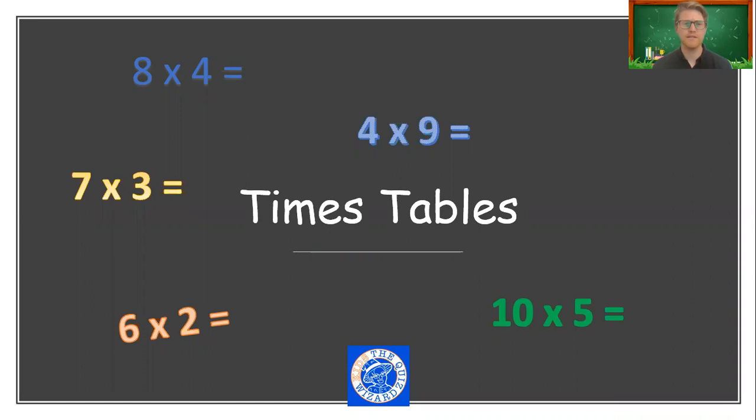Question 1, 6 times 2 is? Question 2, 7 lots of 3 are? Question 3, 8 lots of 4 are? Question 4, 4 times 9 is? And the last question, question 5, 10 times 5 is?